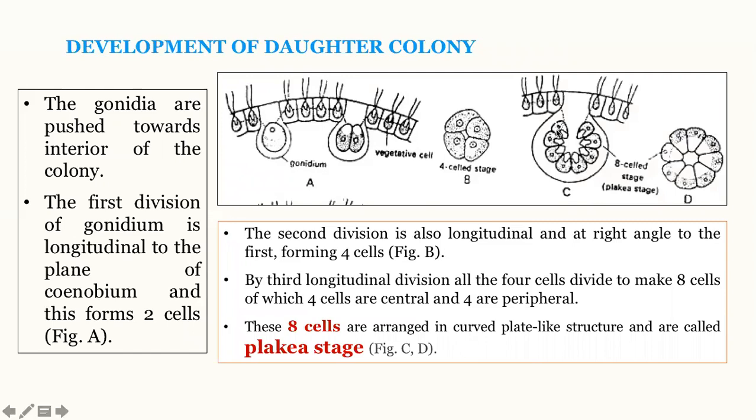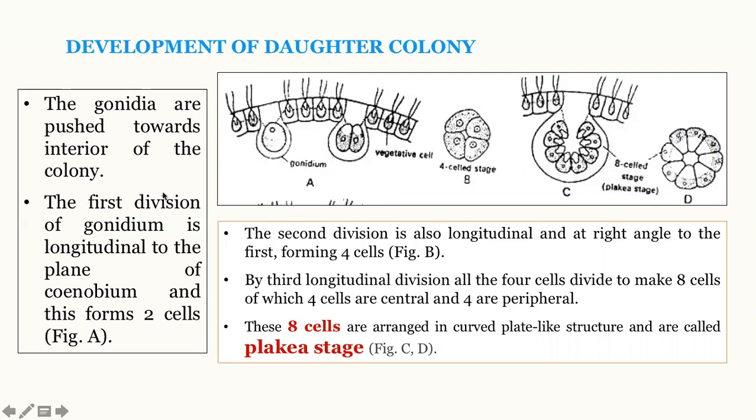And this eight-celled stage in the developmental stage of a daughter colony is known as the plakia stage. What is it known as? It is known as a plakia stage. Gradually, these eight cells will get arranged in a curved plate-like structure, and this structure is known as the plakia stage. You need to remember this word, plakia stage. This is an eight-celled condition during the development of a daughter colony in Volvox. You will have to remember this because it could come as a one-mark question.